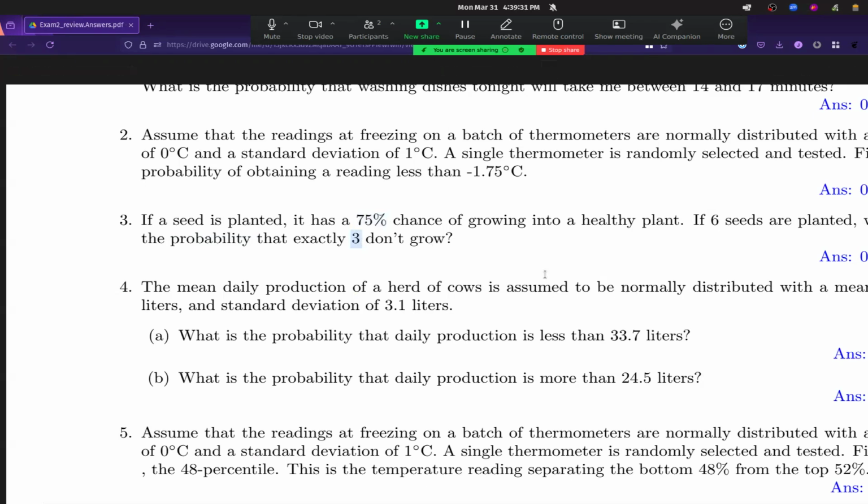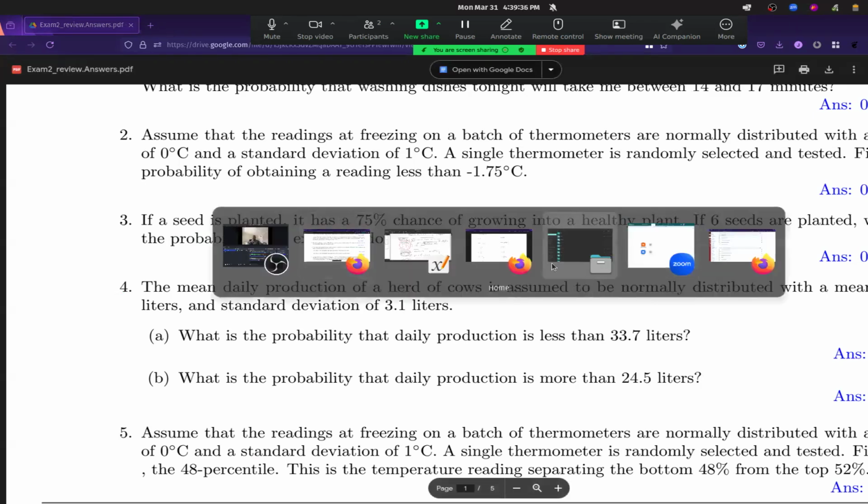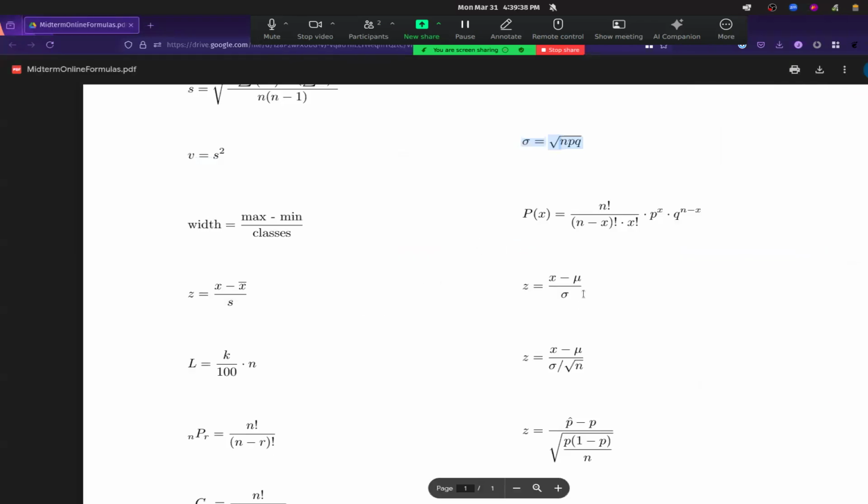So if you have to calculate a specific probability like that, then you're going to the formula sheet. And you're using the binomial probability formula, which will be this one. So n is the number of seeds, x is the number that you want to grow into healthy adults, p is the probability of growing, and then q would be the probability of not growing. So you just have to keep in mind, that's your binomial probability formula.